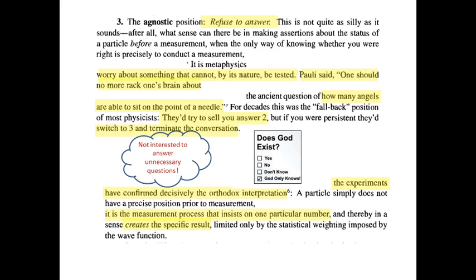But anyway, amongst these three approaches, we have to believe decisively that quantum physicists in the past made some experiments, some thought experiments, and confirmed the orthodox interpretation. According to them, a particle simply does not have a precise position prior to the measurement, which again means that it is the measurement process that insists on a particular number and thereby creates a specific result. So for a quantum physicist, the orthodox position has been considered that if you measure the system, you are in a way disturbing it.